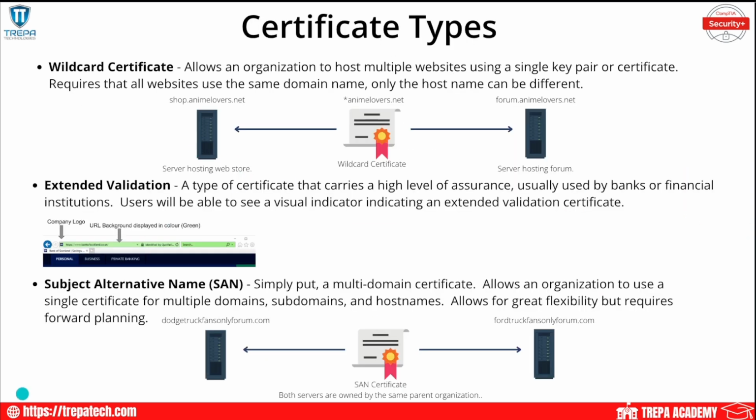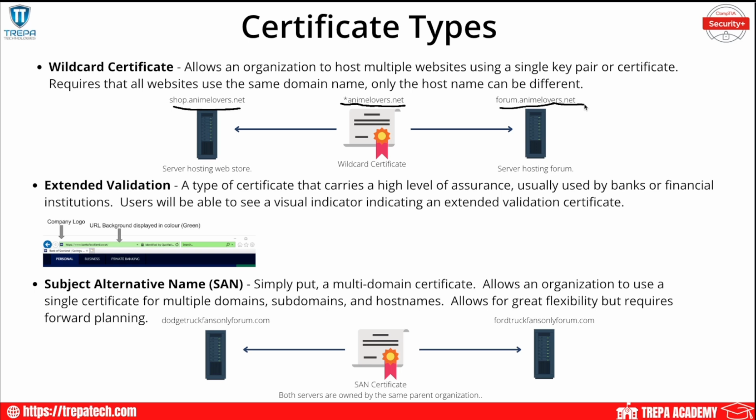Then we have the different certificate types. So, wildcard certificates. Wildcard certificates are used to secure a domain and its multiple subdomains with a single certificate. They're sometimes represented with an asterisk as part of the domain name. For example, the one we have on screen, *animelovers.net. And you can see the other subdomains here, which are each their own website.